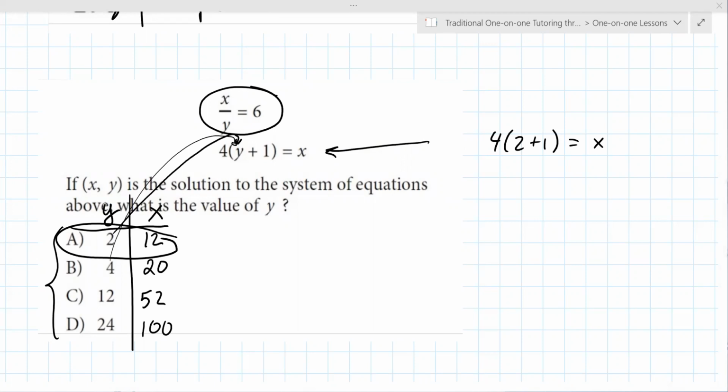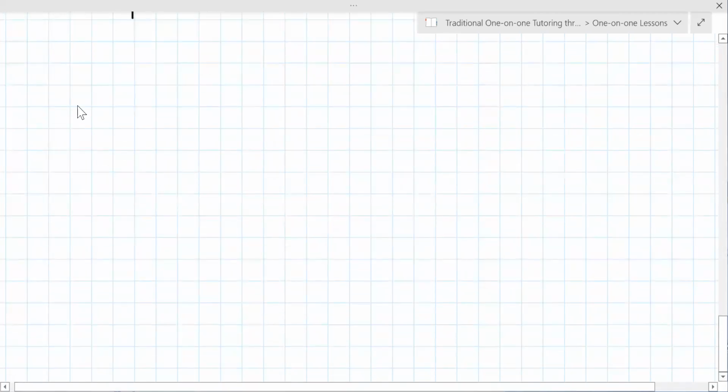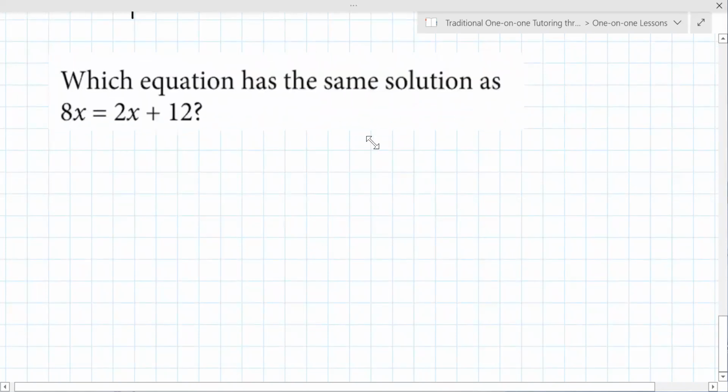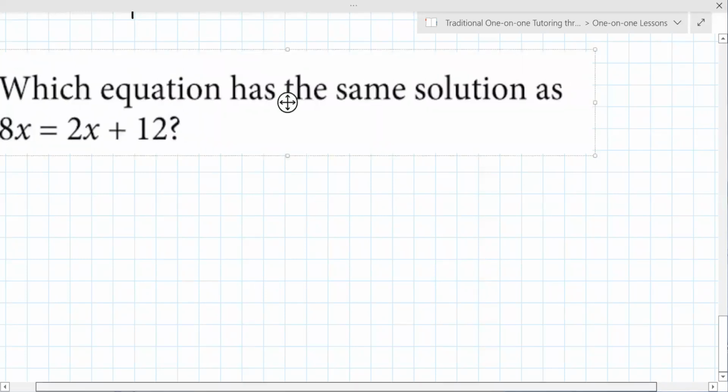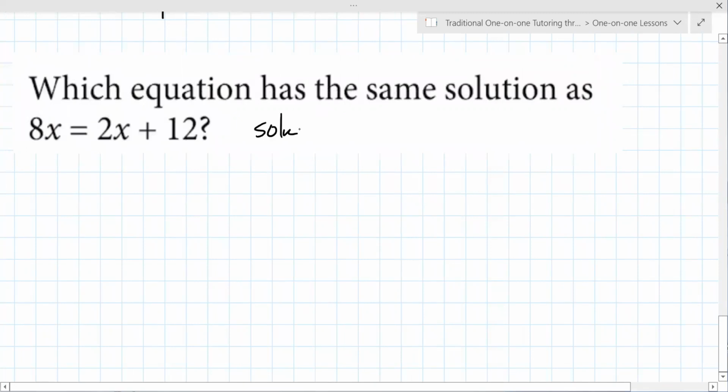Yeah, that is definitely A, and that's correct. All right, so we're going to switch topics here. Which equation has, so don't worry about that for a moment. I want you to solve this equation. I want you, Sourish, to solve this.